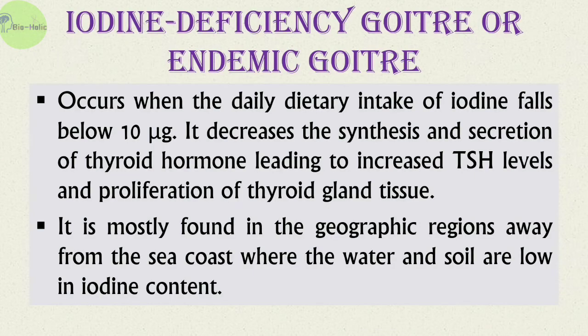Now, what is iodine deficiency goiter or endemic goiter? It occurs when the daily dietary intake of iodine falls below 10 microgram. It decreases the synthesis and secretion of thyroid hormone, leading to increased TSH levels and proliferation of thyroid gland tissue. It is mostly found in the geographic regions away from the sea coast where the water and soil are low in iodine content.